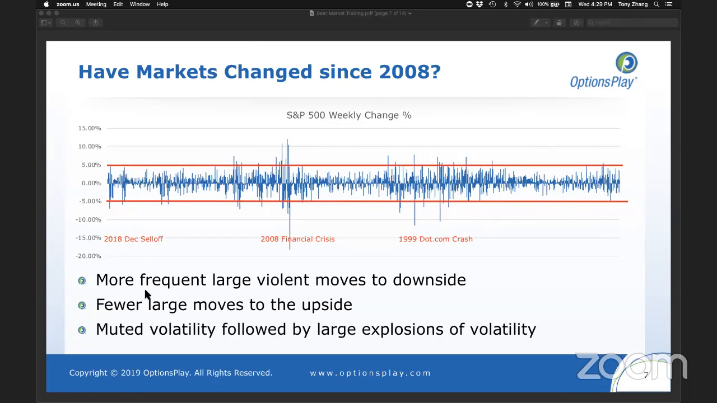So what this means is that, first of all, we're seeing more frequent large violent moves to the downside during normal market conditions, because we're certainly not in a 2008 or a 1999 crash, but we're seeing these negative 5% moves happen with the same amount of frequency as they did during those times.